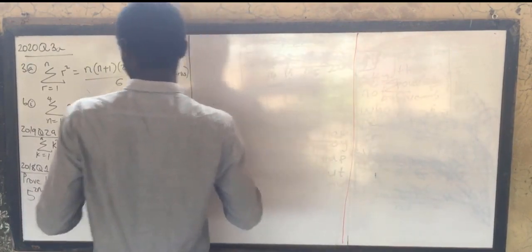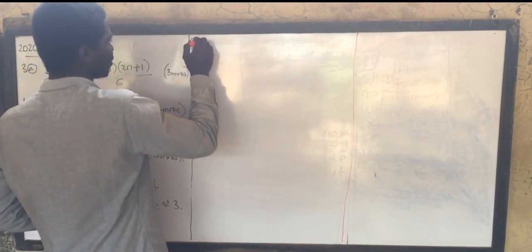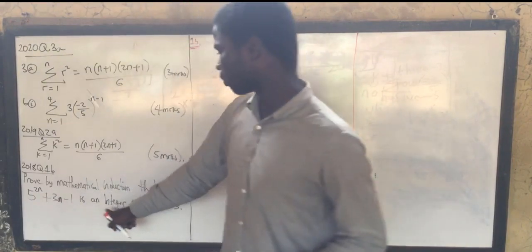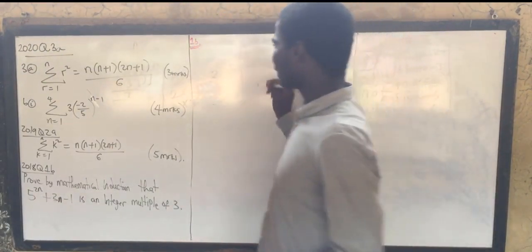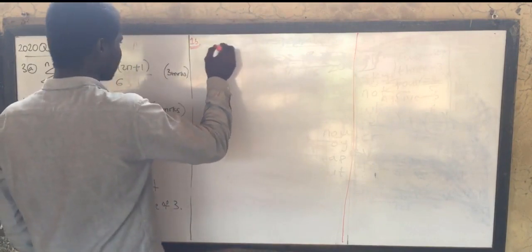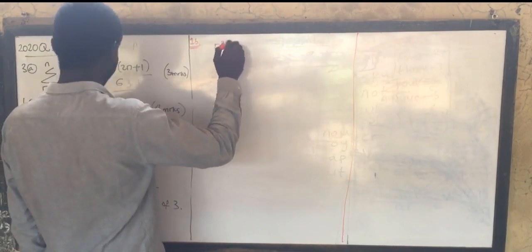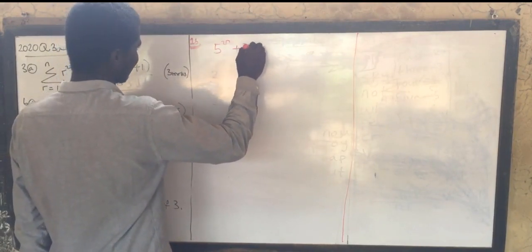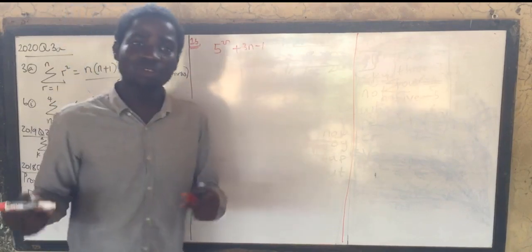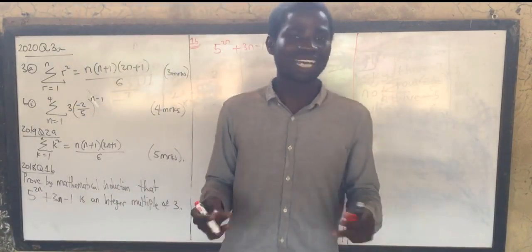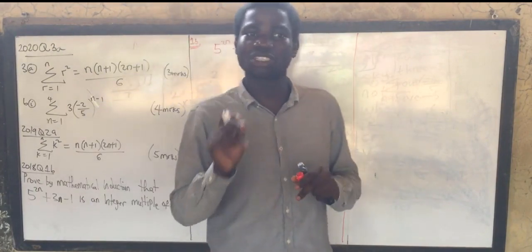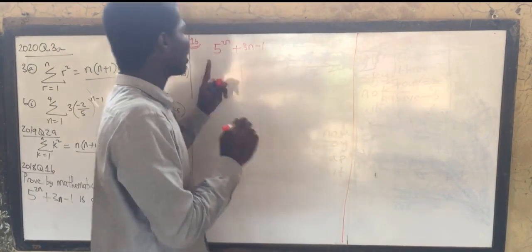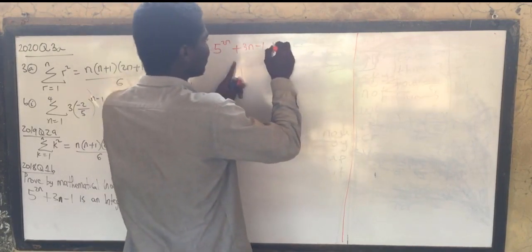And what am I using now? 2018 question 1b. Now they say prove by mathematical induction that this is an integer multiple of 3. That is, we want to prove that 5 raised to power 2n plus 3n minus 1 is divisible by 3. That is a multiple of 3, that is, 3 can divide it. That's what we want to prove, and we want to prove it by induction. You need to understand the question first.